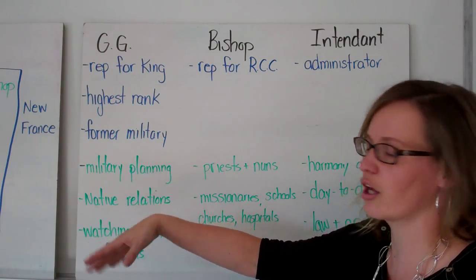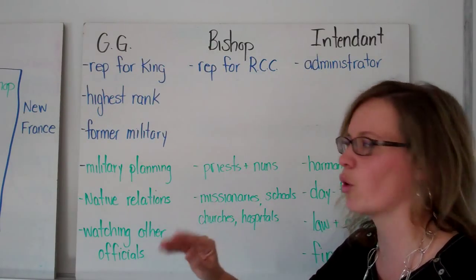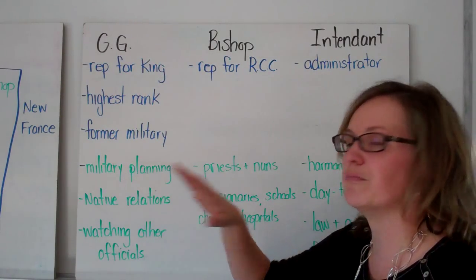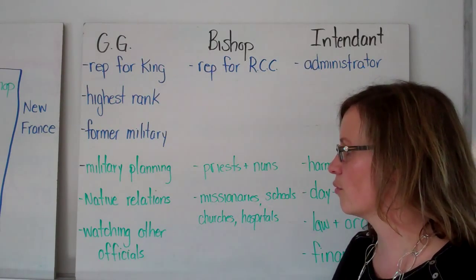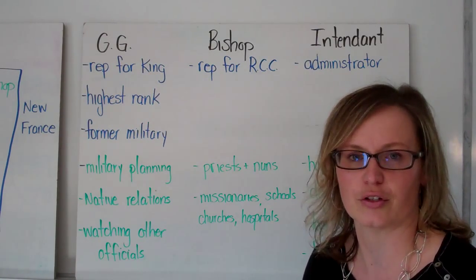All right, so what is their main focus? What are their roles? The governor general was in charge of military planning. He was in charge of native relations, and he was responsible for watching over the other officials.